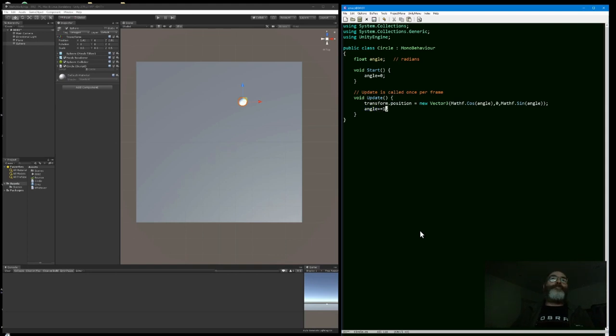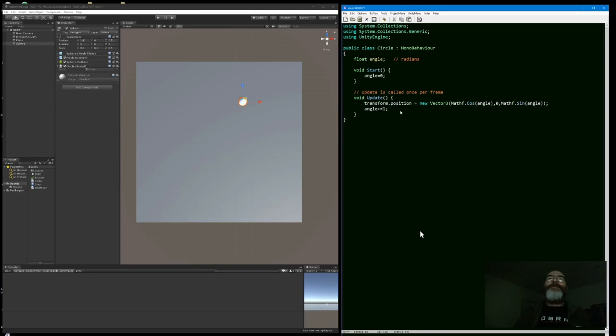I suppose I could create a radian class. You could, it's technically possible actually, and then you can have sort of implicit casting, but anyway, whatever.